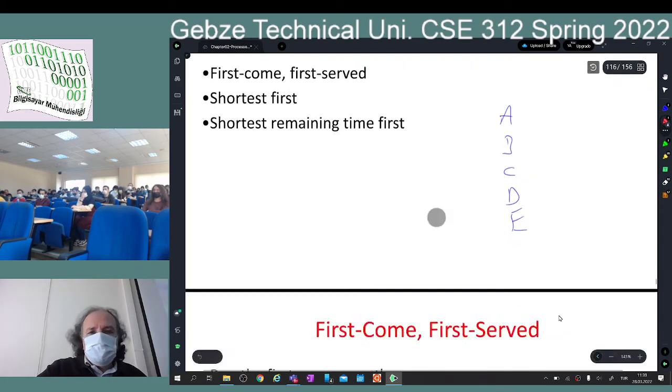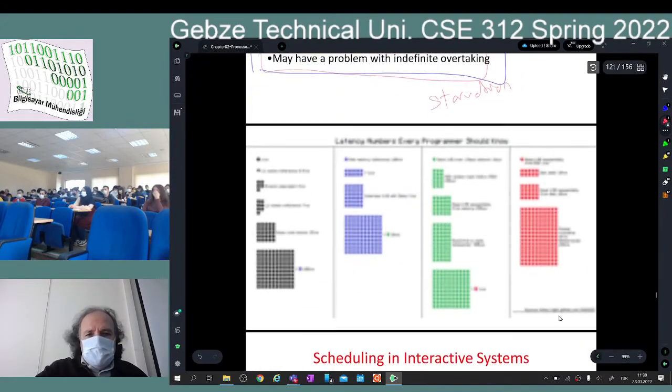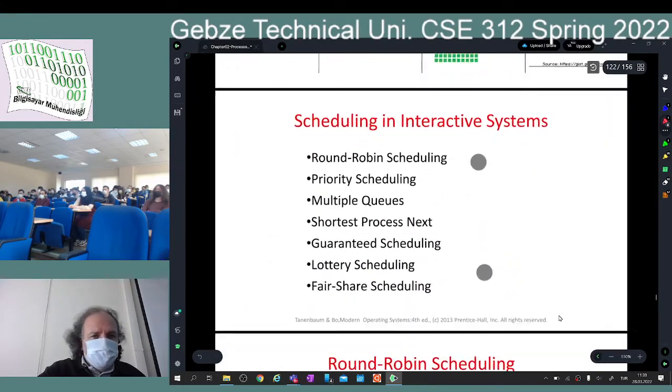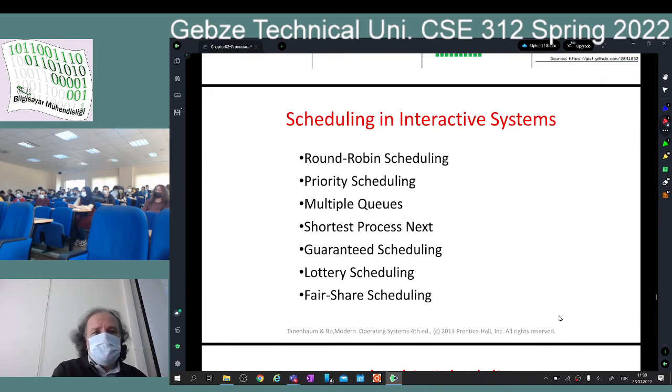Okay. So let's go to maybe more interesting algorithms for the interactive systems. We have lots of them, but the simplest one is round robin scheduling, which is the scheduler implemented by the author of your homework operating system. Round robin scheduling. What is round robin?